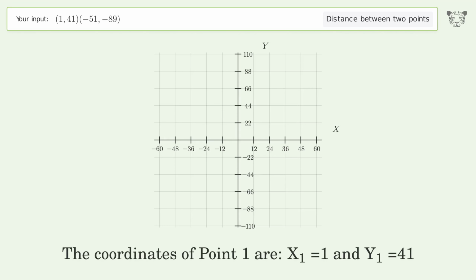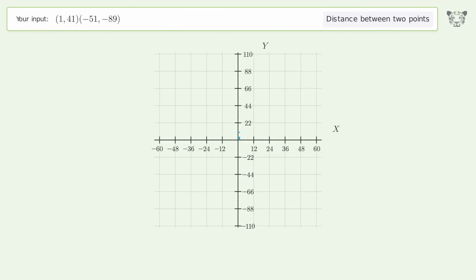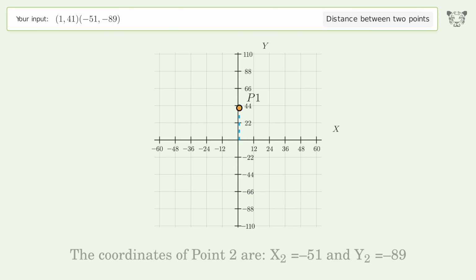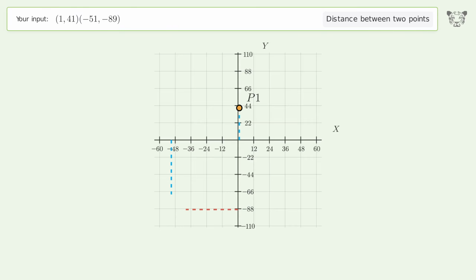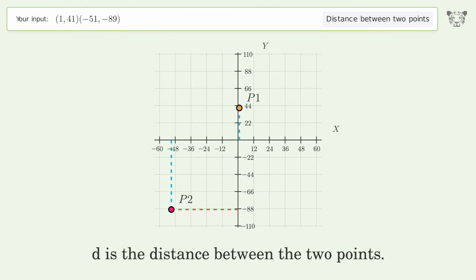The coordinates of point 1 are x1 equals 1 and y1 equals 41. The coordinates of point 2 are x2 equals negative 51 and y2 equals negative 89. D is the distance between the 2 points.